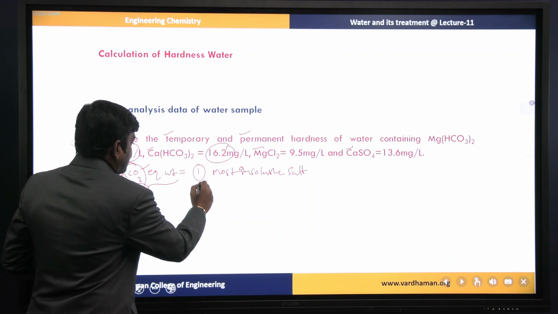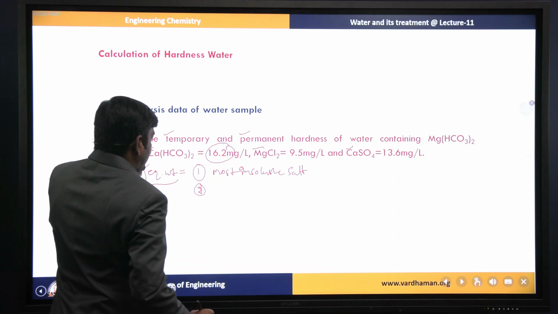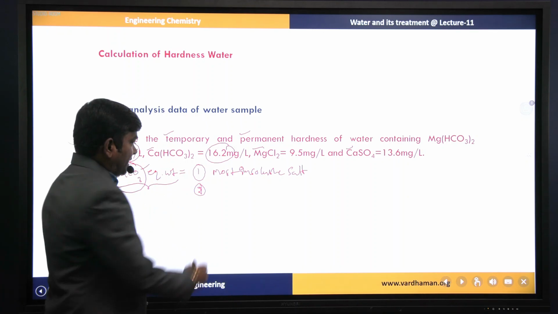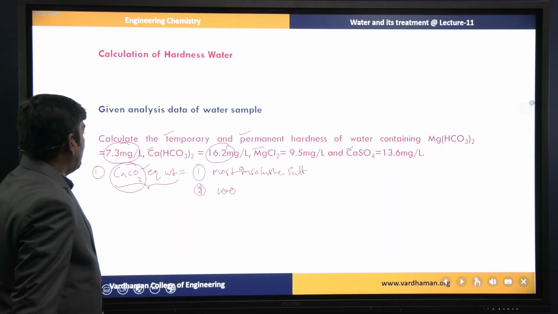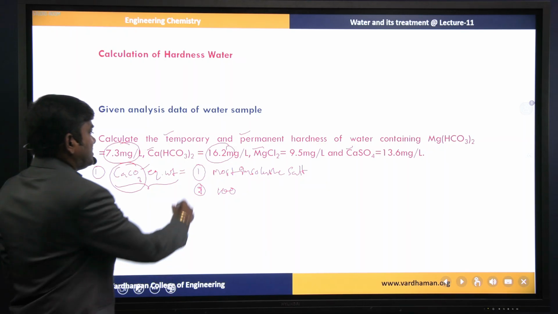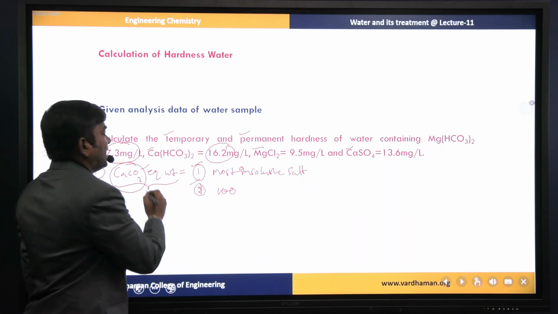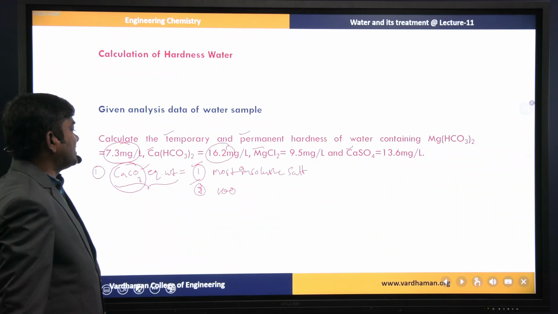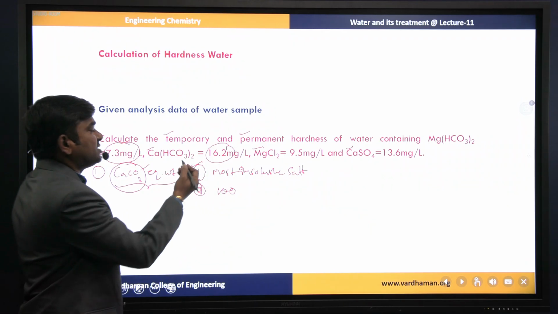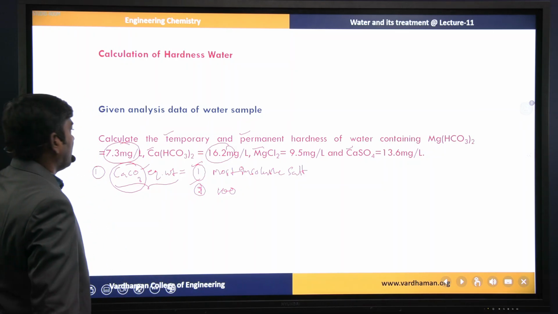And the second reason is its molecular weight. Its molecular weight is 100, which is good to use in numerical problems, right? By considering these two reasons, we are choosing calcium carbonate as a reference salt. And first we need to convert the given weights into calcium carbonate equivalents.